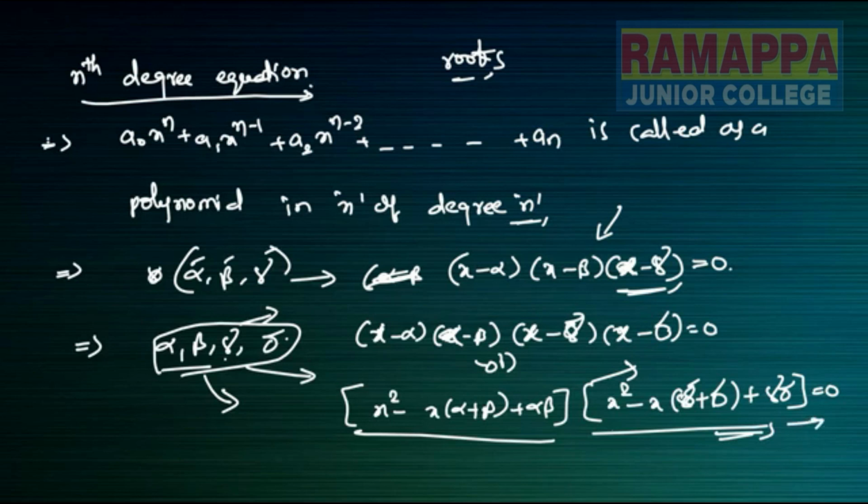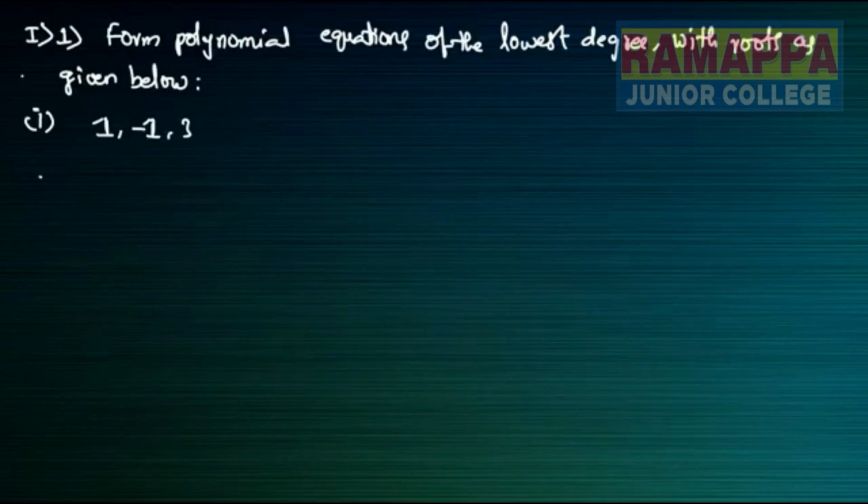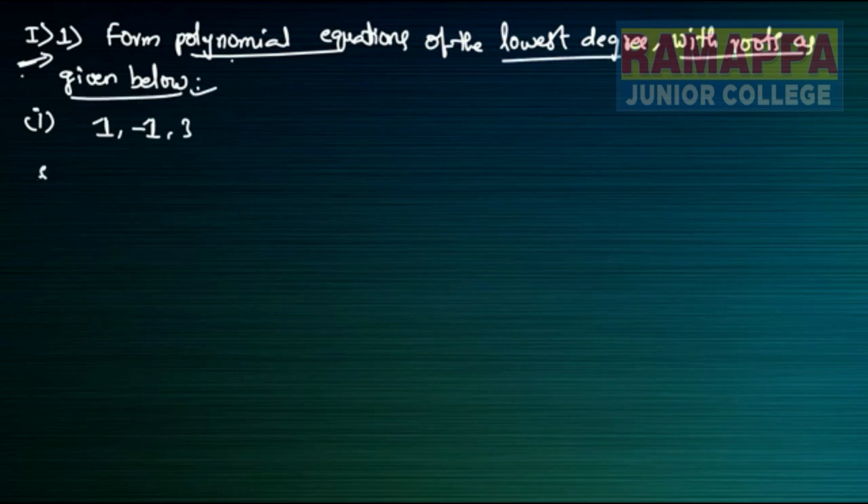So these are the introductory parts. These equations and their roots are very important. Now we start with the first section. The first question is: form polynomial equations of the lowest degree with roots as given below. Here three roots are given: 1, minus 1, 3. We will think of these as alpha, beta, gamma.